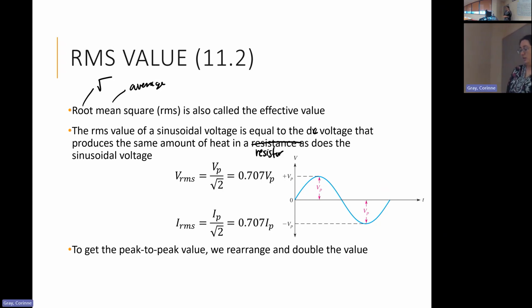Any questions on RMS value? You'll be seeing this more on Wednesday when we start discussing phasors. That's where it's a little bit more important. Today we're just doing a lot of definitions and getting some concepts out of the way. We'll start applying them more on Wednesday.